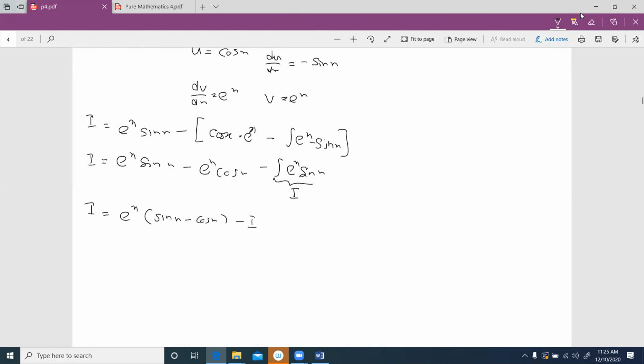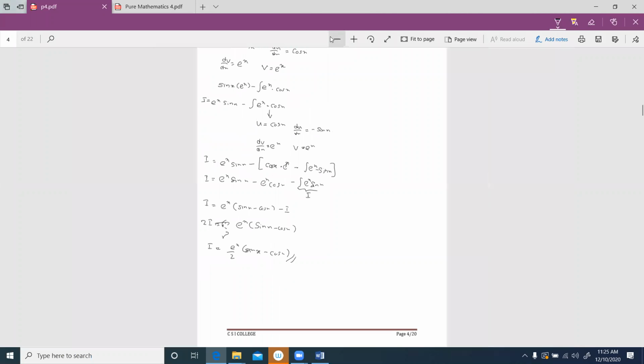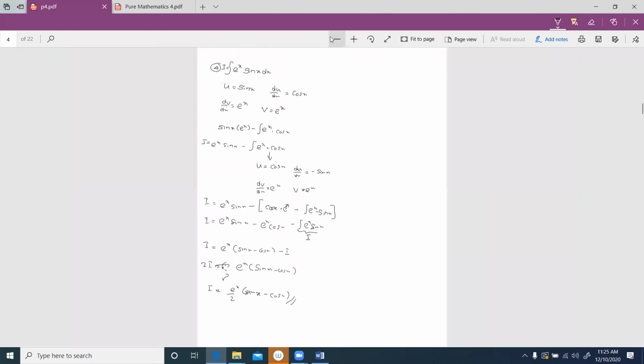Then I can bring this I to the other side, turning into 2I. 2I is equal to e to the power x, sin x minus cos x, right? Then with that, I is equal to e to the power x divided by 2, times sin x minus cos x, which is the final answer. That's a way of doing this kind of situation. Sometimes you need to apply integration by parts more than once to get the final answer. This is a way of doing this kind of question, right? Okay, let's go to another question.